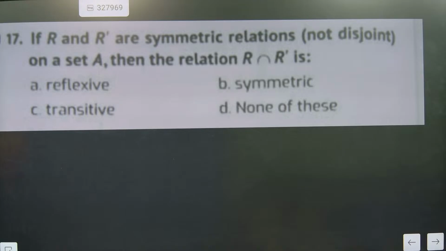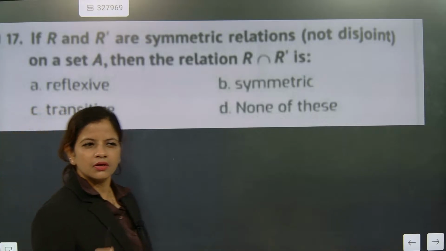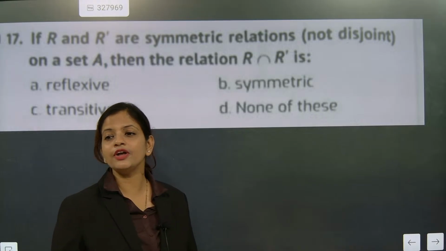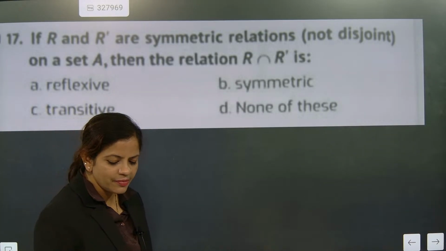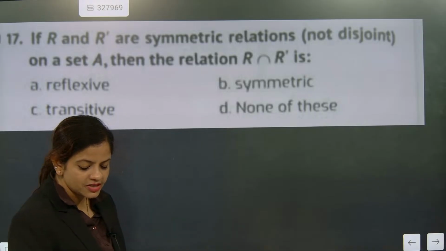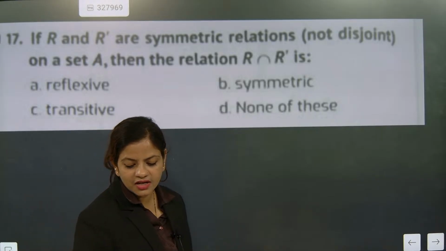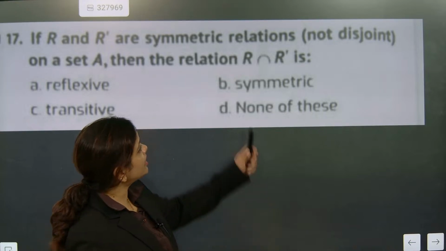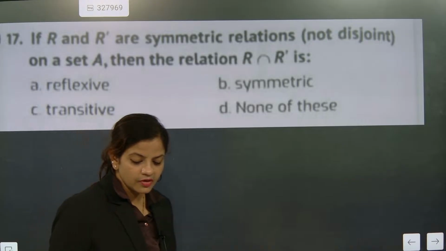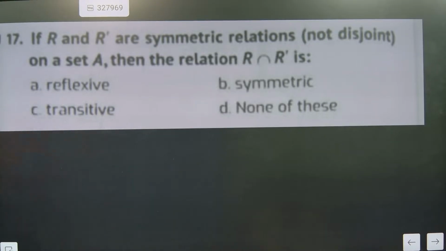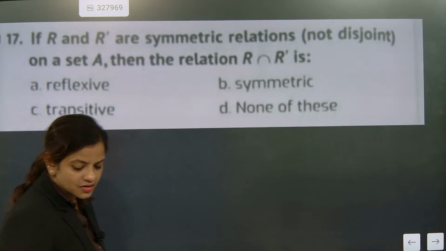R and R dash are symmetric relations. Both are symmetric relations, not disjoint. Disjoint means they will not have any common element. But here common elements are there. Yes or no? See, they are telling not disjoint. Not disjoint means, when they are asking not disjoint, it means R and R dash are symmetric relations.